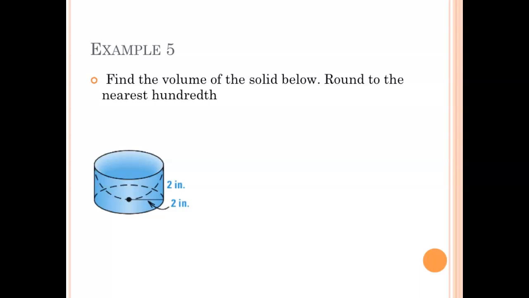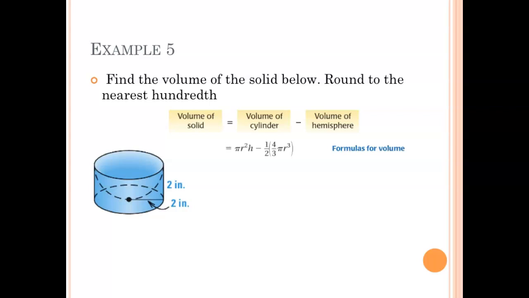Alright, example 5. Find the volume of the solid below, round to the nearest hundredth. Now we see here we actually have a cylinder, but there is a portion that has been taken out that is in the shape of a hemisphere. So the volume of this solid is going to be the volume of the cylinder minus the volume of the hemisphere that has been taken out. So the volume of a cylinder is pi r squared h, and then the volume of the hemisphere, that's 1/2 of a sphere, so 1/2 of 4/3 pi r cubed.